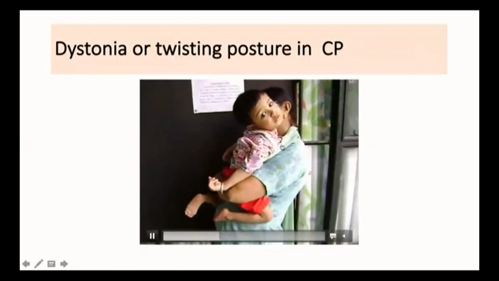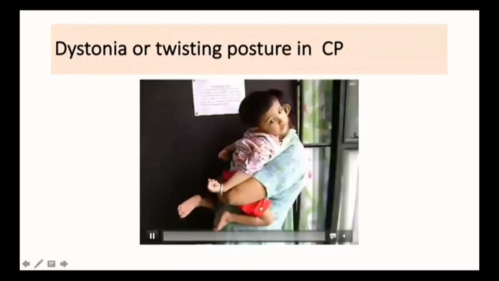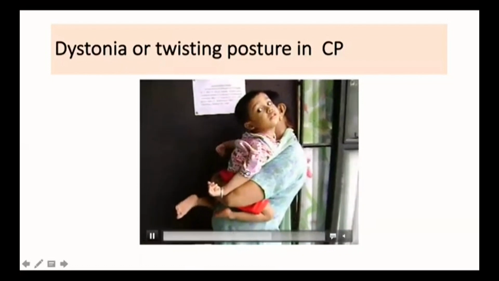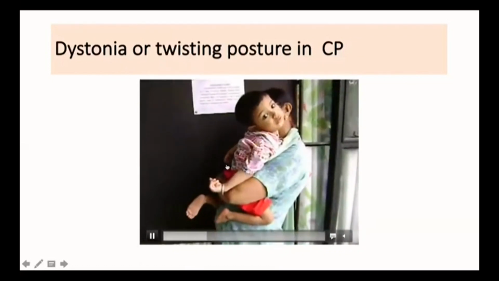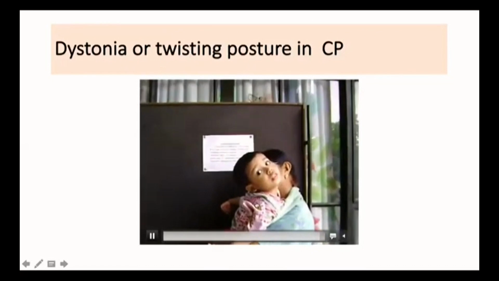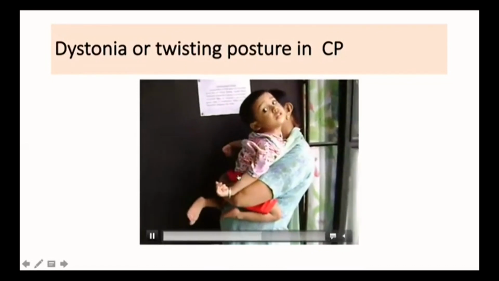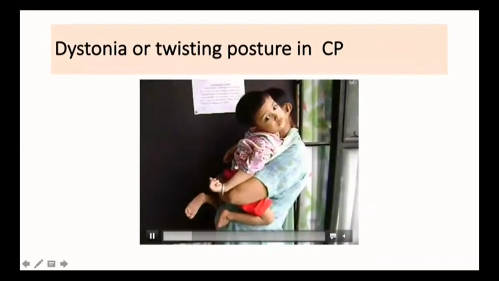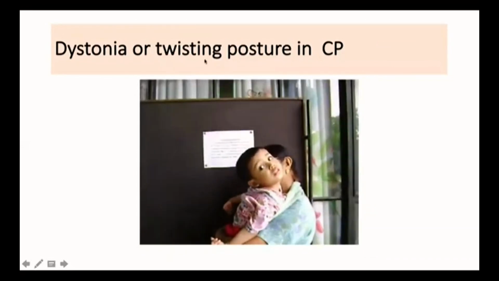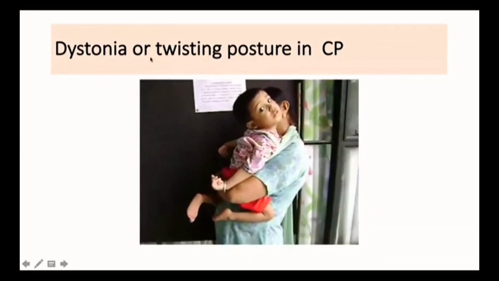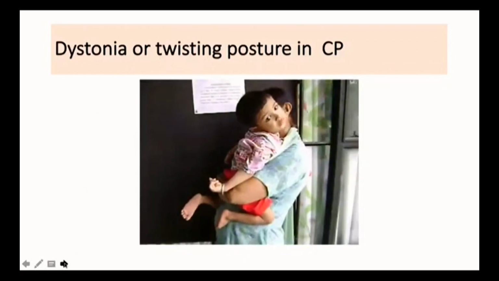And if you see this sort of arching posture, twisting posture, see the child's hand, it is twisted backwards. So the keyword here is twisted. It is not only stiff, but it's also twisted. Neck twisting, hand twisting, leg twisting. It's again a clue for a dyskinetic cerebral palsy, or this is known as dystonia.